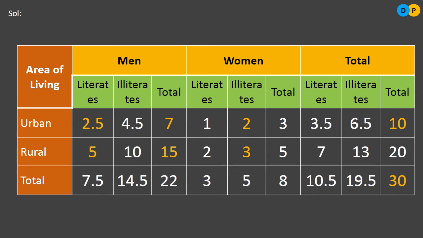So here is the table. Please notice here, as I told you, I have considered all the three characteristics. The first column is talking about the first characteristic, that is area of living. So there may be urban or rural. Next, similarly, talking about male and female, men and women. Next, literate and illiterate.